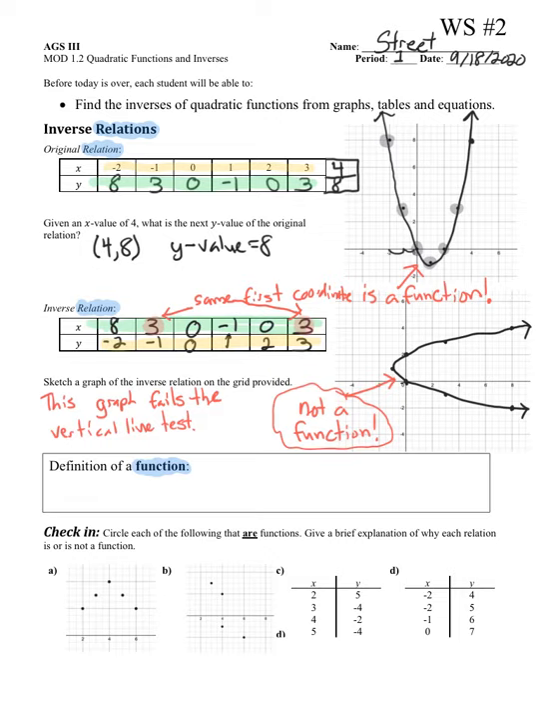And that's actually the definition of a function as well. We'll write that down here. A function is a special type of relation. We're just going to say a relation in which no two ordered pairs have the same first coordinate.